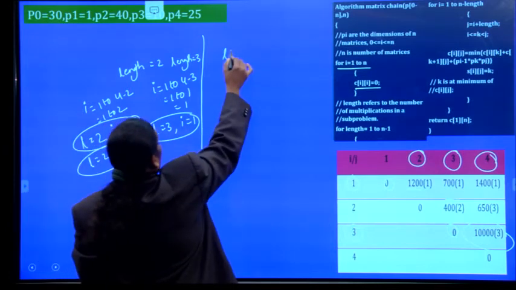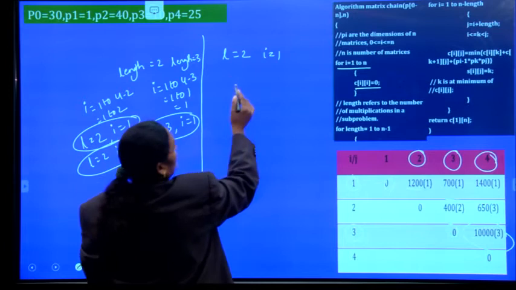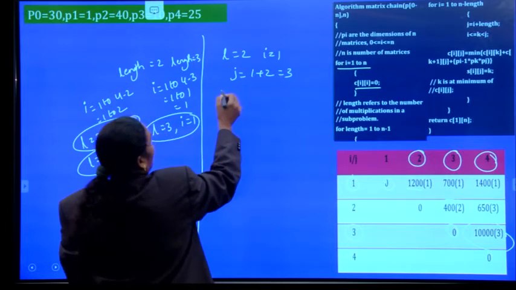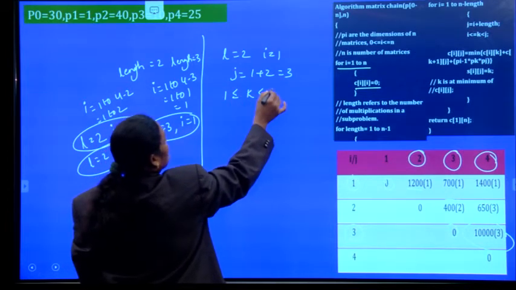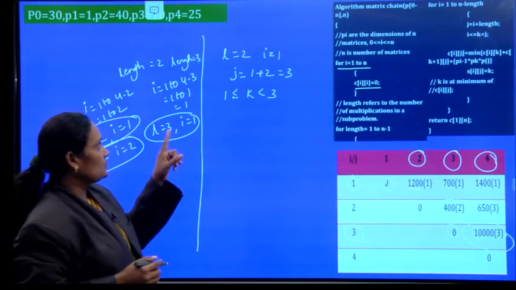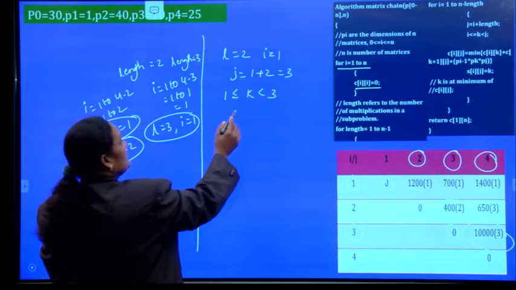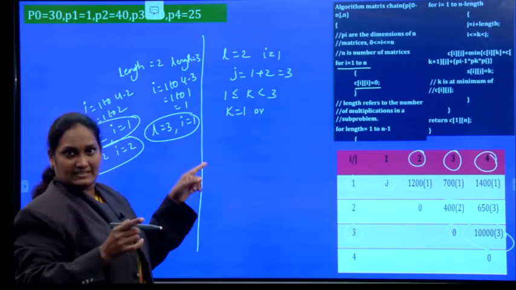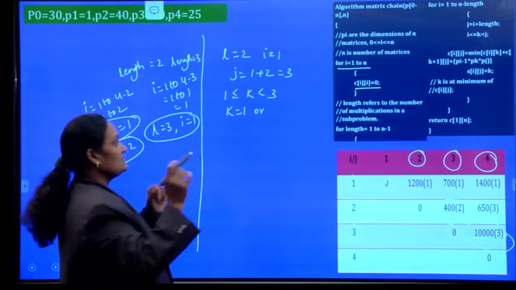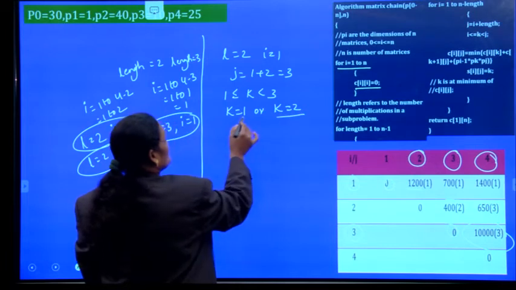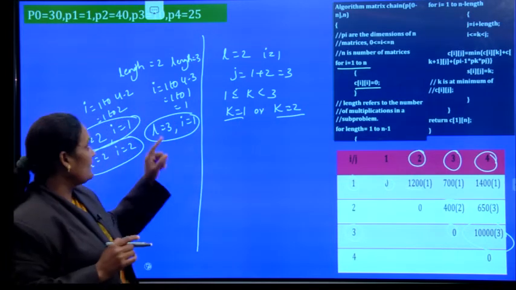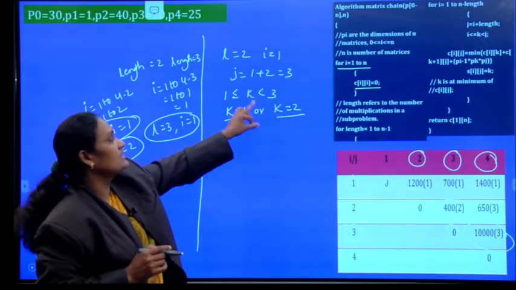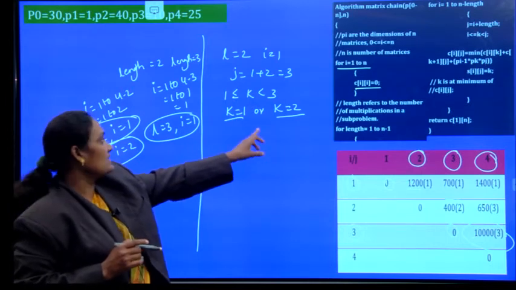Now let us see, first I am taking length is equal to 2, I is equal to 1. In this case, j is equal to I plus length, that is 3, and I less than or equal to k less than j, that is 1 less than or equal to k less than 3. Now here k value is 1 or k lies between 1 and 3. There is an integer between 1 and 3, which is nothing but 2. That is k is equal to 2. Here k takes two values. One value is 1 and other value is 2. So that's why k value becomes 2.